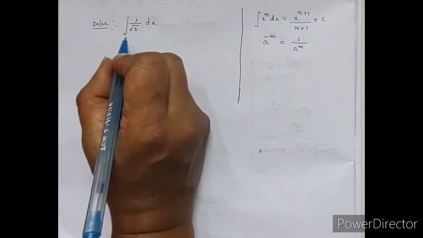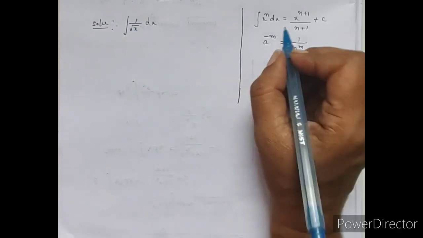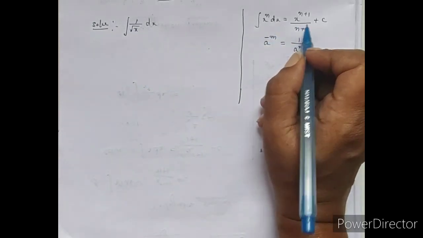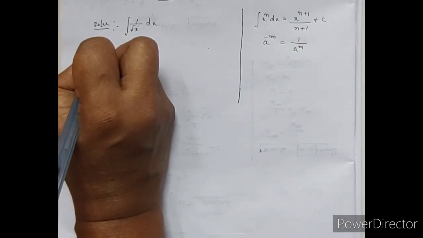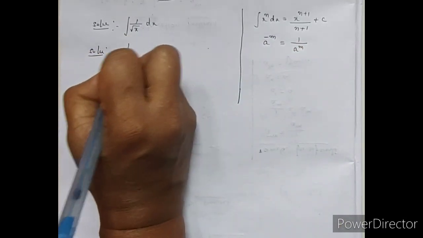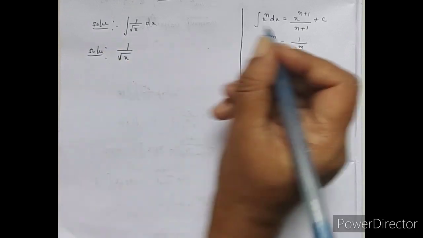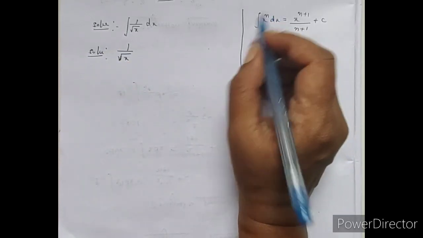Now solve integration of 1 divided by root x dx. So the standard formula is x to the power of n dx. So we need it in terms of x to the power of n. So for that we shall try to write 1 divided by root x as x raised to some power n, so that we can apply the standard formula.